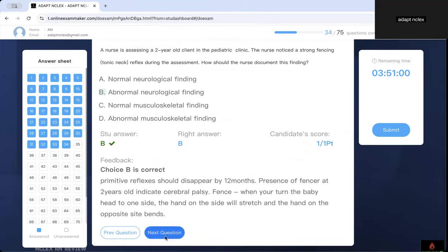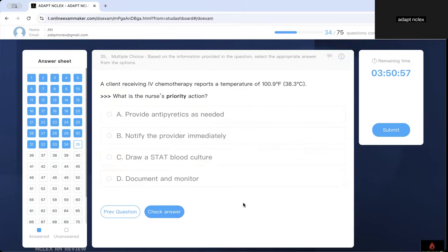And let's get it down. Number 35. A client receiving IV chemotherapy reports this temperature. We saw it in the case study. What is the next priority? Chemotherapy, infection, sepsis, neutropenic precaution. What do you want to do? Prevent further infection. Do you give the patient an antipyretic? Are you covering it? Do you let the doctor know? Do you draw a blood culture? Or do you document and monitor? Which one would you pick? And then let me know why you pick it.